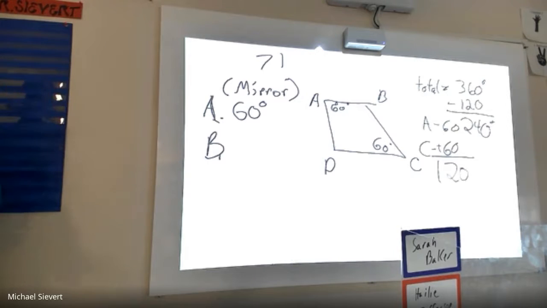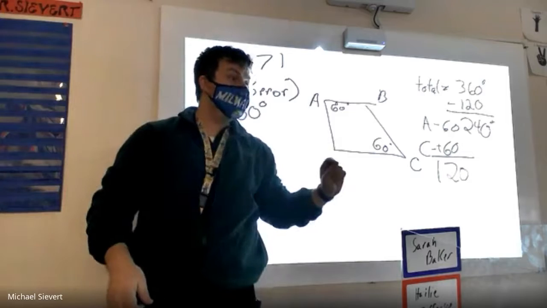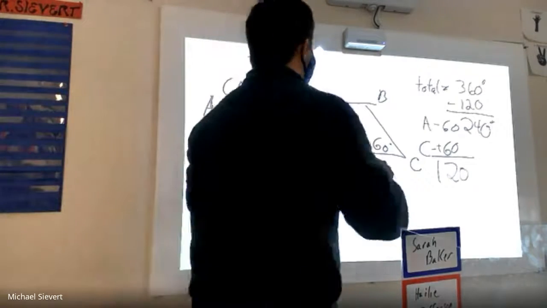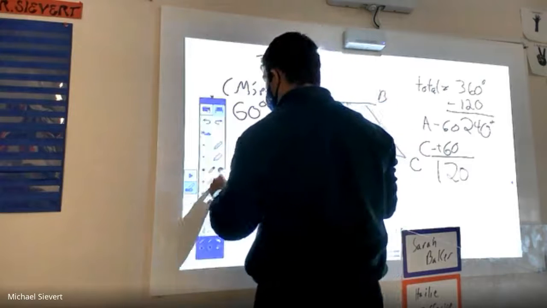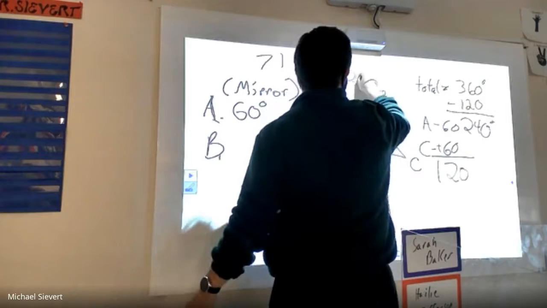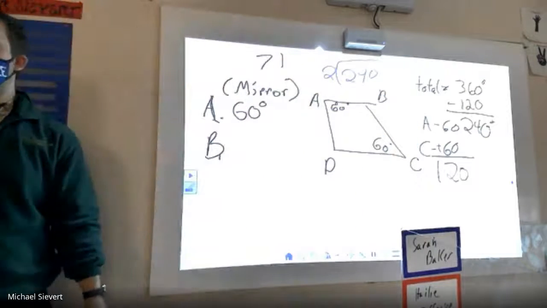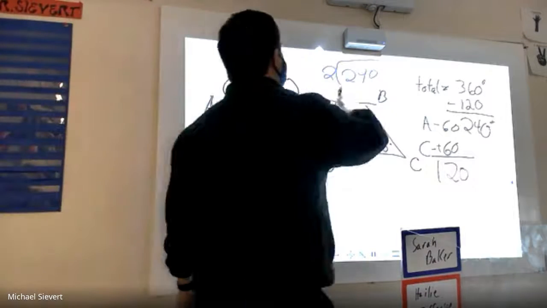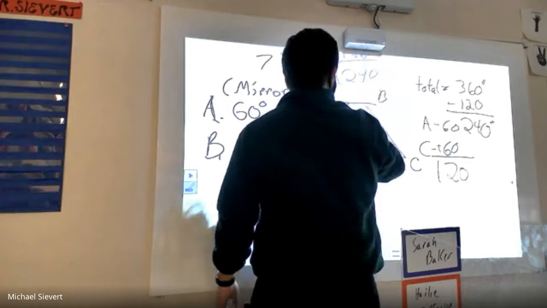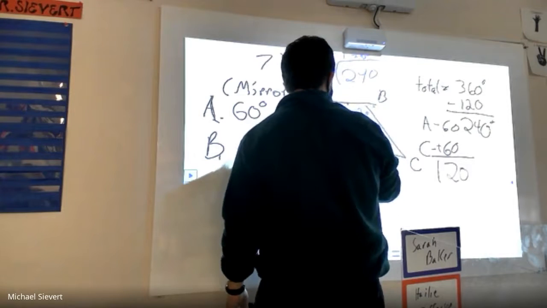Okay, what do you have to do with that 240 to find B by itself? How many angles are you looking for? Looking for D and B. You divide it by 2. So you take 240 and divide it by 2, which gets you, Antoine? Good job, 120. So that means B equals 120. Now we know what B is.